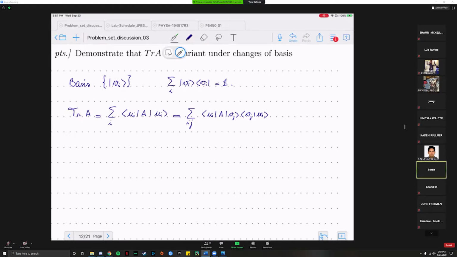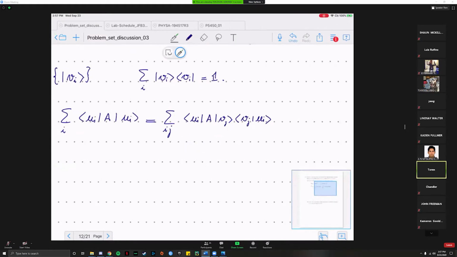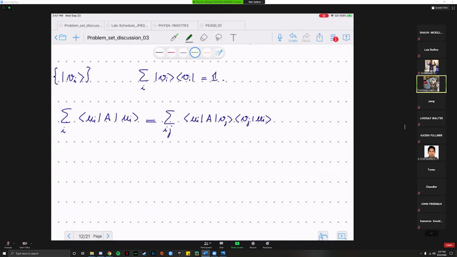So I mean, the only thing I can see, and I don't know if this would be the right thing to do, but VJ times UI, that bracket at the end, will just end up being a number, so we can scoot that around to wherever we need to. Exactly, you're right. So this is a complex number, and this is a number.